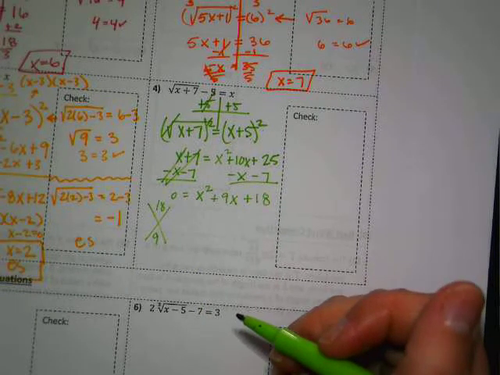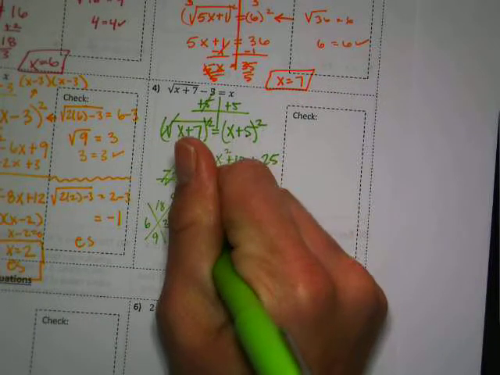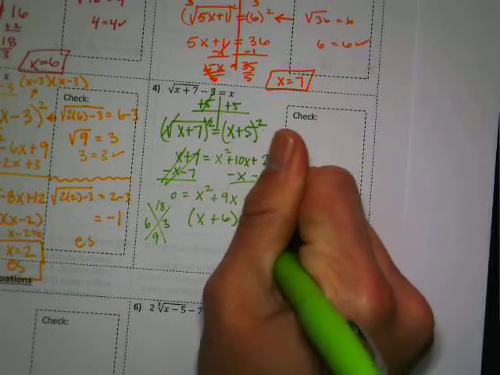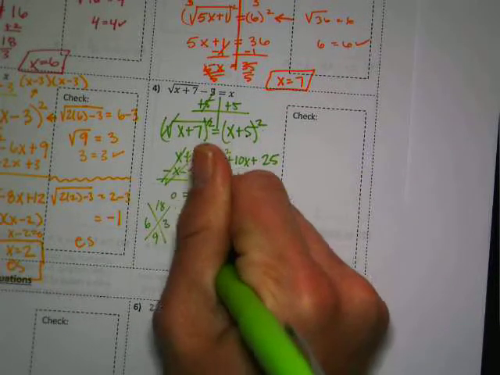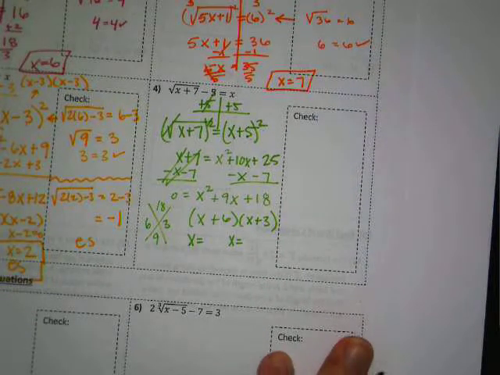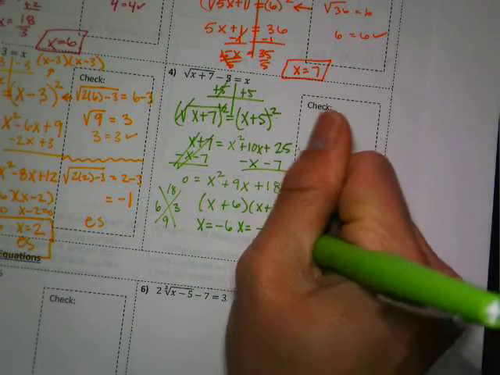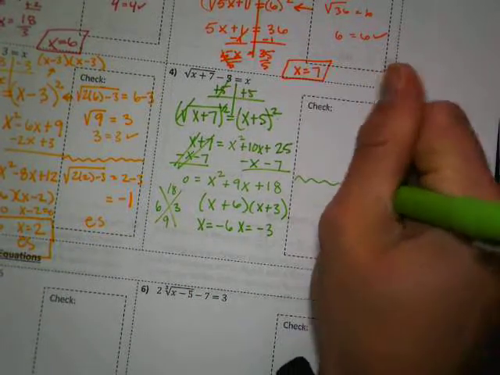And then you factor. Can you factor? Yeah, 6 and 3, good. So x plus 6, x plus 3. And then you set them equal to 0. So what are my two solutions? x equals -6 and -3.